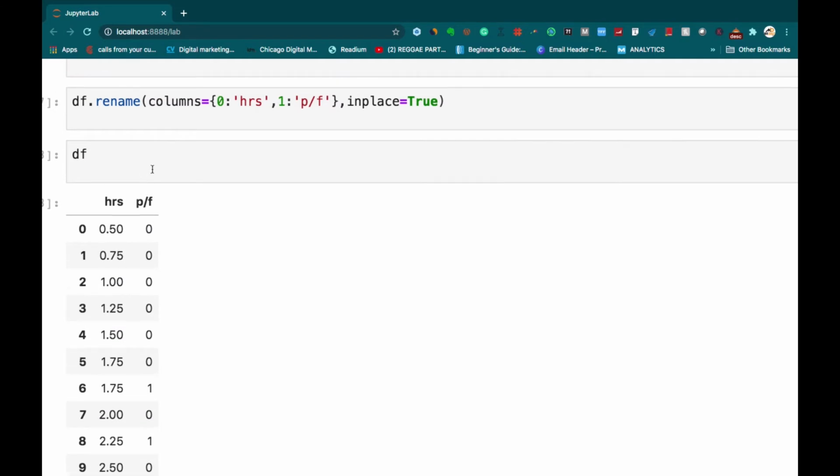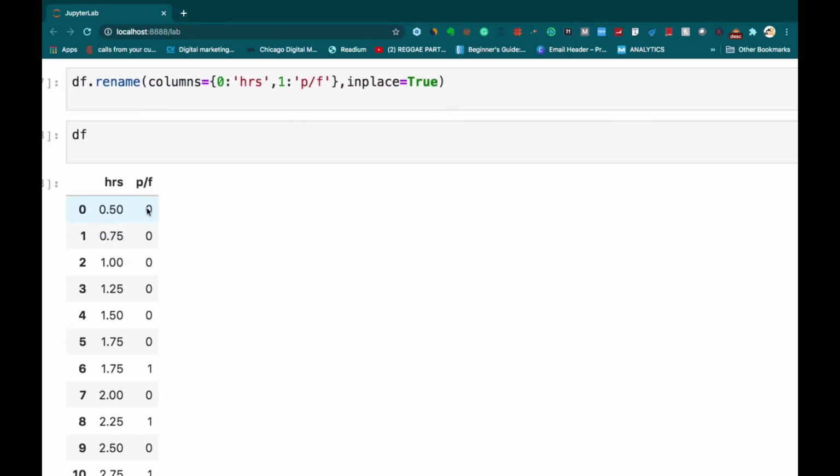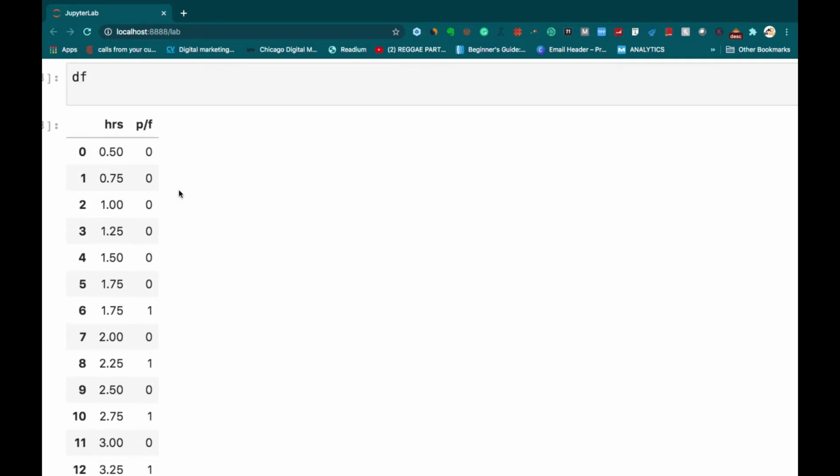If you can see the new one that we have here, we have HRS, and then we have P/F. So now we can actually see the number of hours, and we can actually see whether the person passes or fails. We can see this in a tabular form, in a pandas data frame. So that's what is basically happening over here.